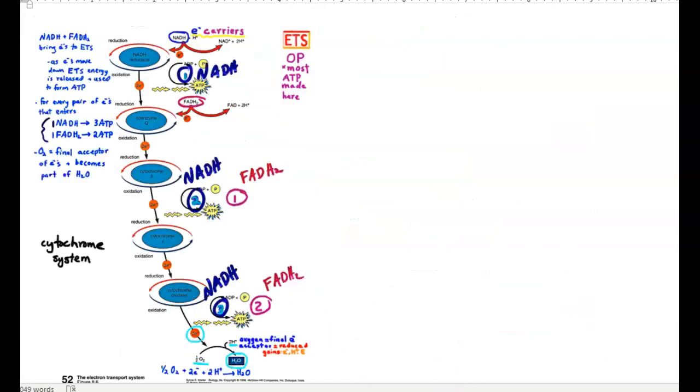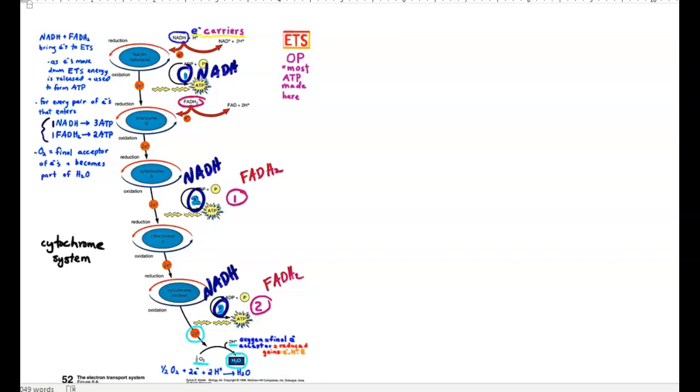So next we have the electron transport system. If you remember, when we filled out that chart, I said for every NADH we make, how many ATPs? For every NADH, how many ATPs do we make? 3. How many ATPs do we make for every FADH2? We only make 2. Right, now I'm going to explain why.